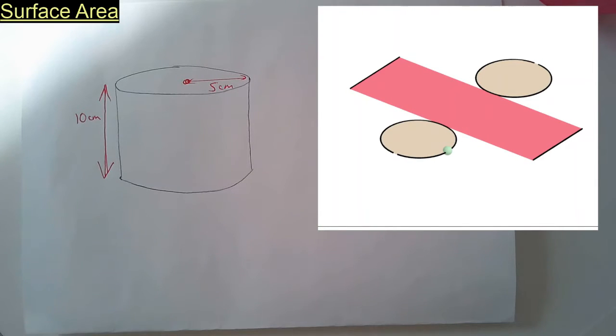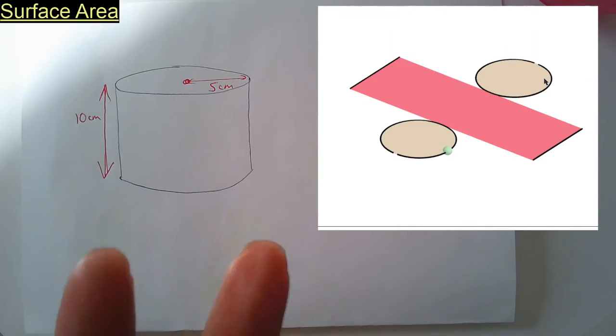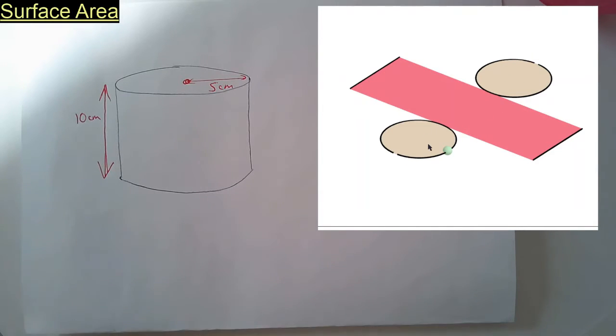So to work out the total surface area of this cylinder, I need to work out the area of the circles. Both circles are the same. If I work out the area of one, I'll automatically have the area of the other one. But I need to work out the area of this rectangle. And you know, to work out the area of the rectangle, it's length times width.